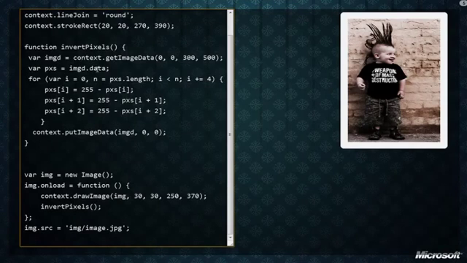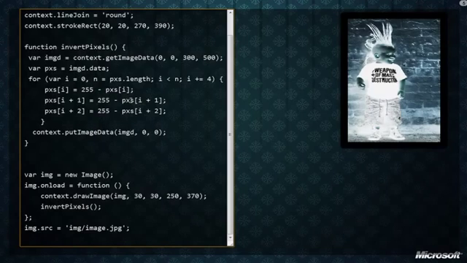Out of the image data, give me the data from the data property. This is going to give me an array of pixels. And then I can use a simple for loop to run over each pixel, change the red color, change the green color, change the blue color. And what we have at that point in time is that I just inverted the pixels.